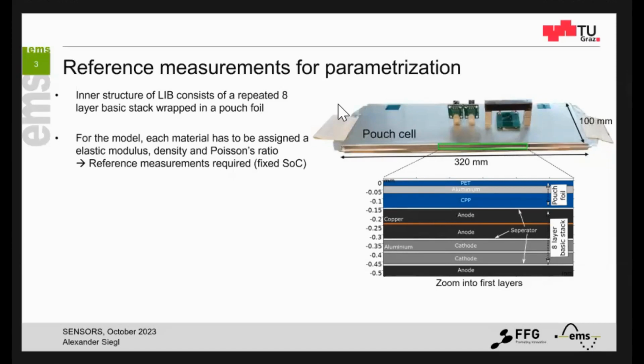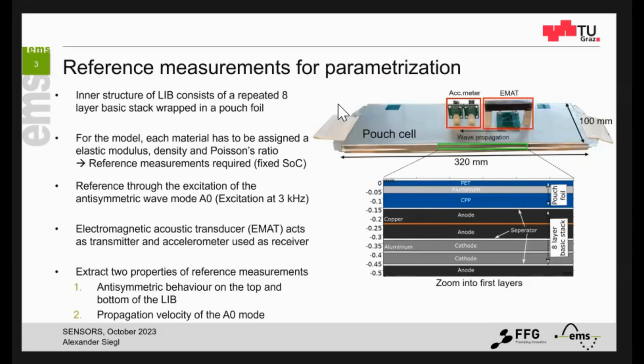For our model, we need to assign material parameters to each of these layers. These parameters are the Young's modulus or elastic modulus, the density, and the Poisson ratio. We do this for a fixed state of charge, so we do not change the state of charge, and we do the fundamental research on the excitation of the wave. We want to do these reference measurements through the excitation of the so-called antisymmetric wave mode A0, which will be excited at 3 kilohertz.